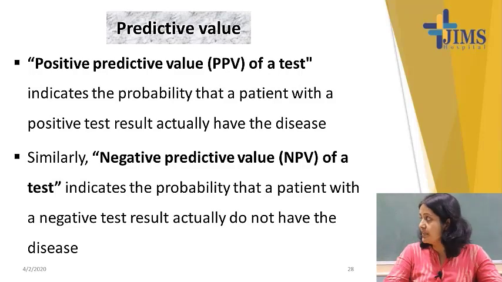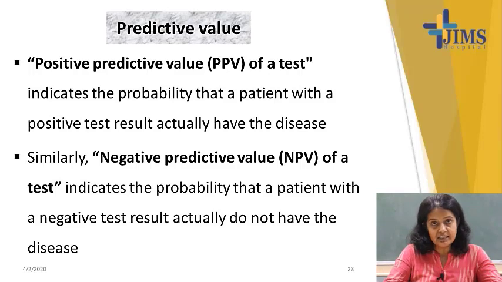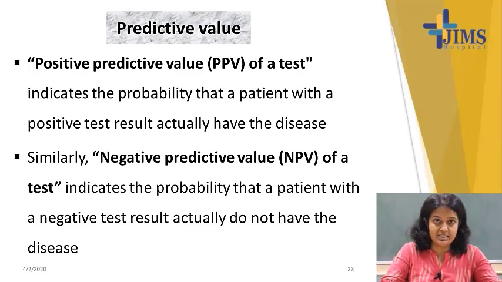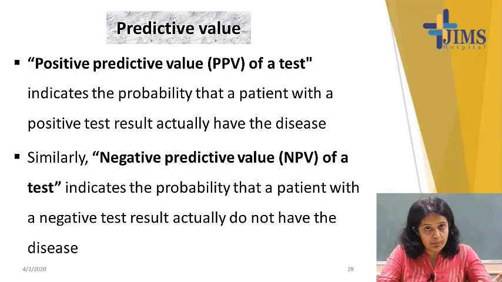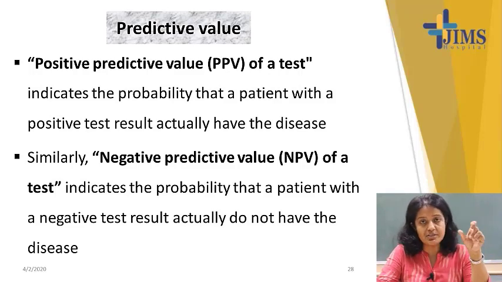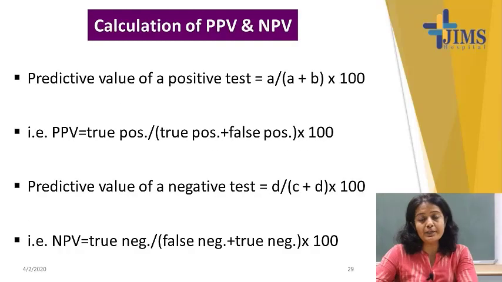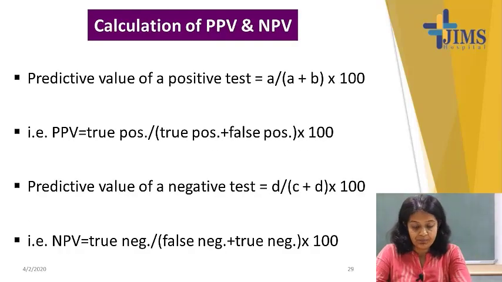Similarly, the negative predictive value of a test indicates the probability that a patient with a negative test result actually does not have the disease. So the positive predictive value is the ability of a test to detect the actual diseased patient out of all positive cases, and negative predictive value is the ability of a test to detect the non-diseased patient among all negative patients. Now, how to calculate the PPV and NPV?